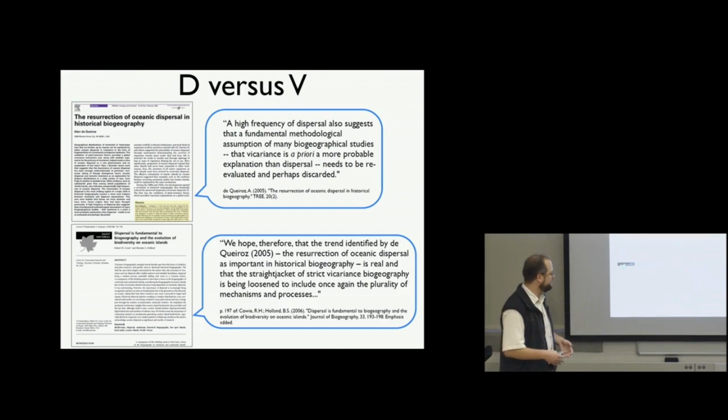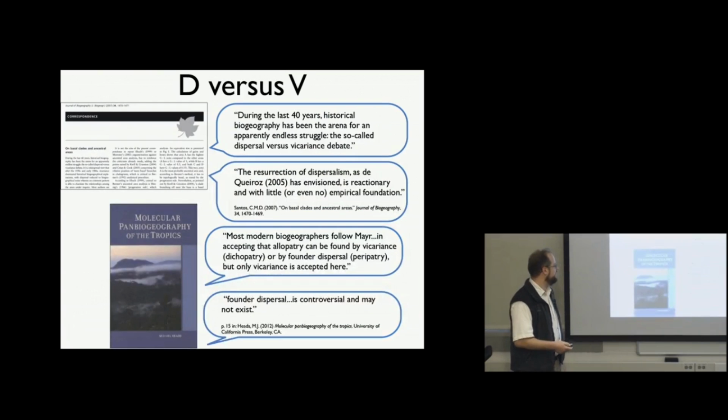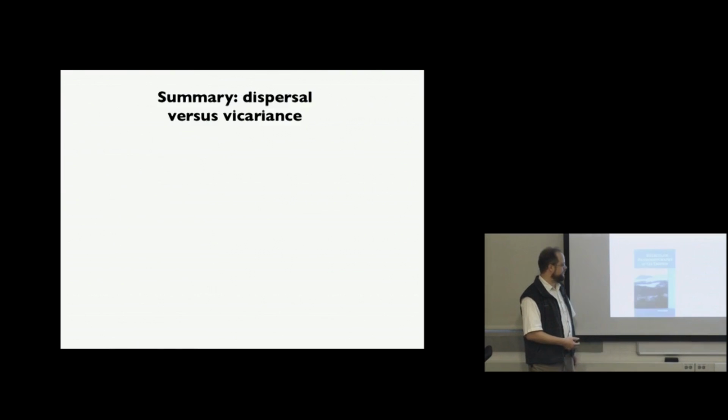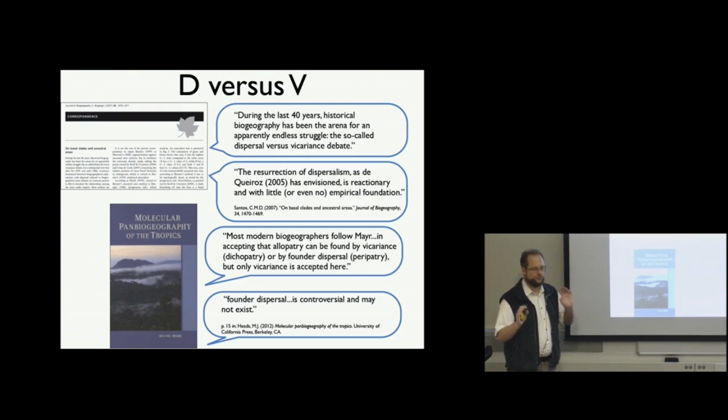this debate was unresolved. It's sort of an eternal debate. Here's the vicariance people have been pushing back, and they have some particularly colorful quotes. Here's a book from 2012 published by University of California Press, like across the street from my old building. This guy says, most modern biogeographers follow Meyer in accepting that allopatry can be found by vicariance or founder dispersal, but I'm only going to accept vicariance. He says, I'm just going to rule out founder event speciation. It's his method throughout his 500-page book analyzing the biogeography of hundreds of different groups.